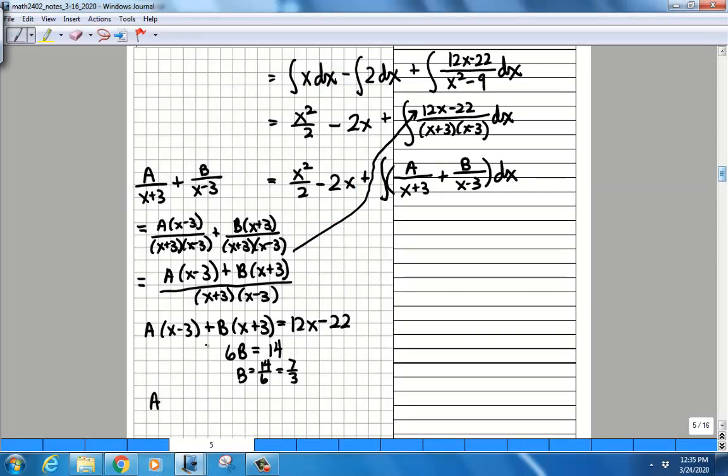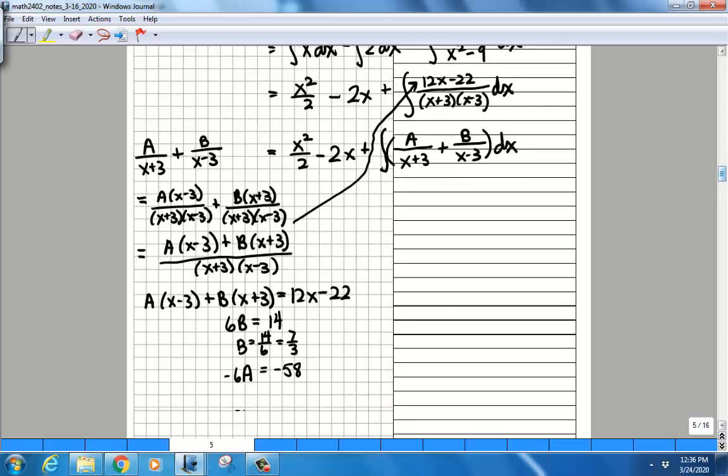But now we'll substitute negative 3 for x, so that this term will disappear. So I'll get minus 6a. When you substitute minus 3 for x, you would have minus 3 minus 3, which is minus 6. So minus 6 times a is equal to, what is that? Minus 36 minus 22, which is minus 58.